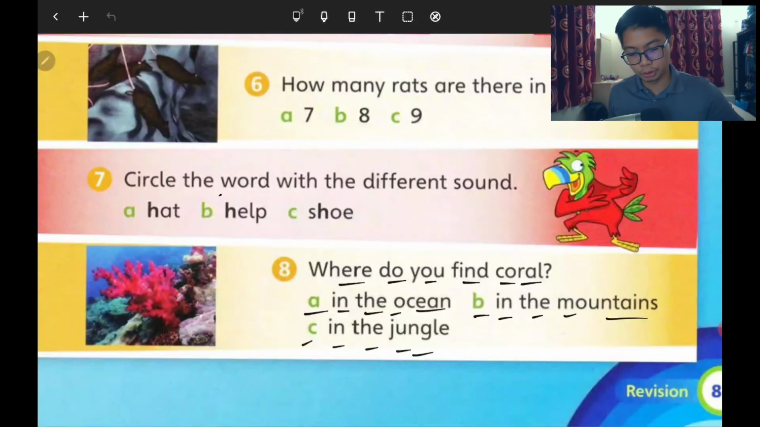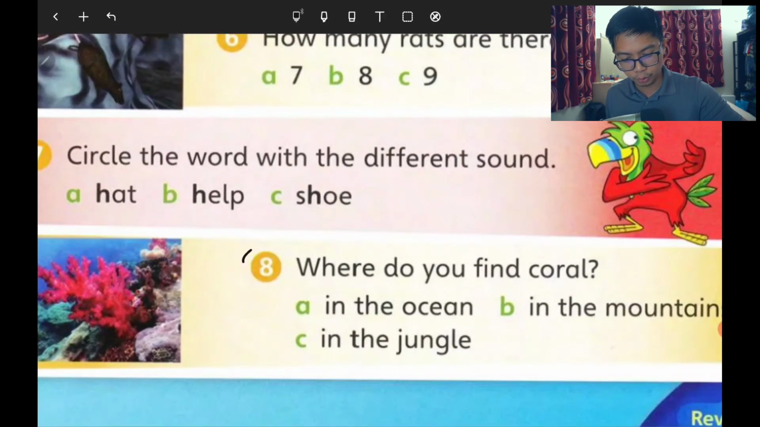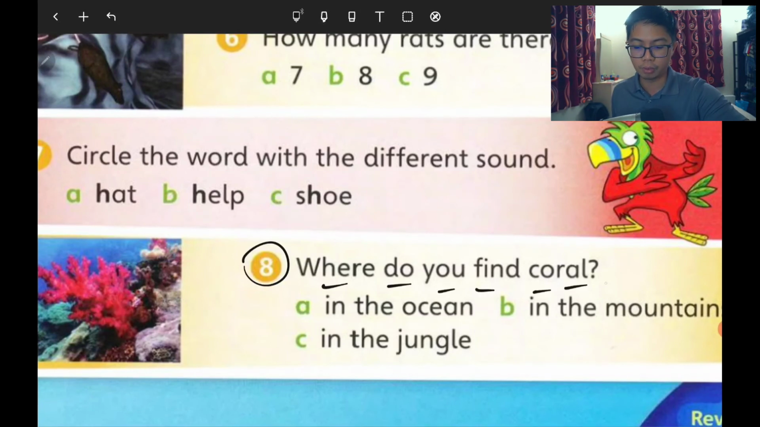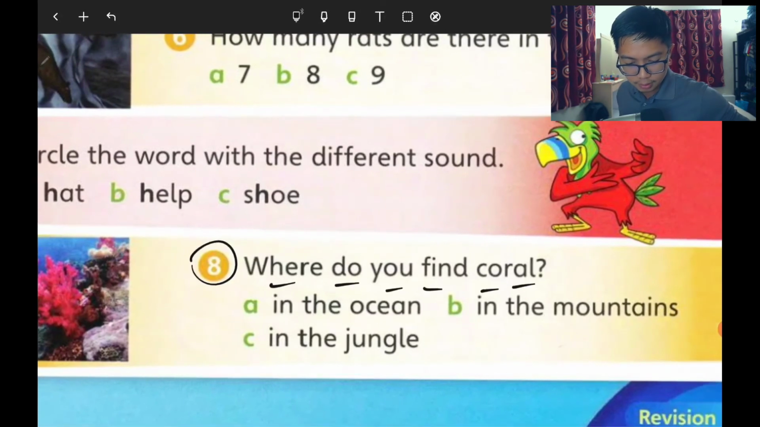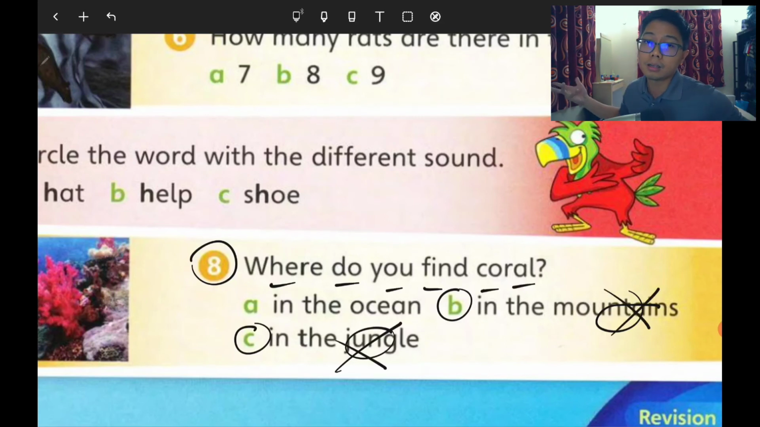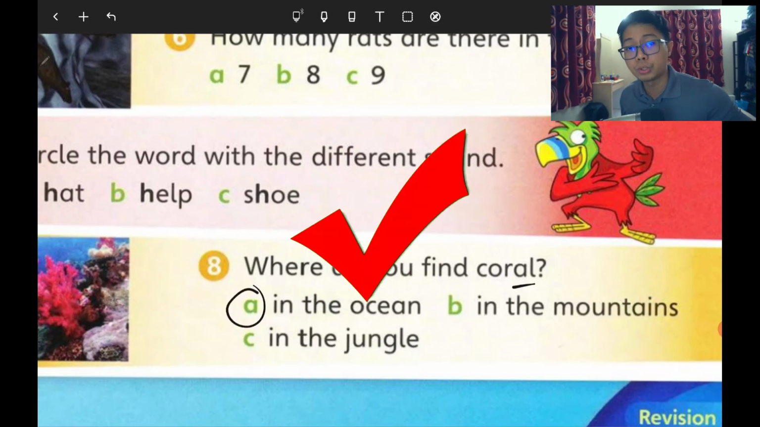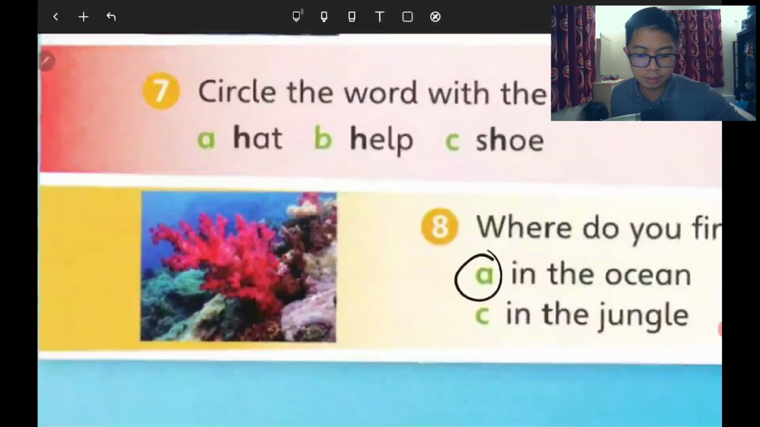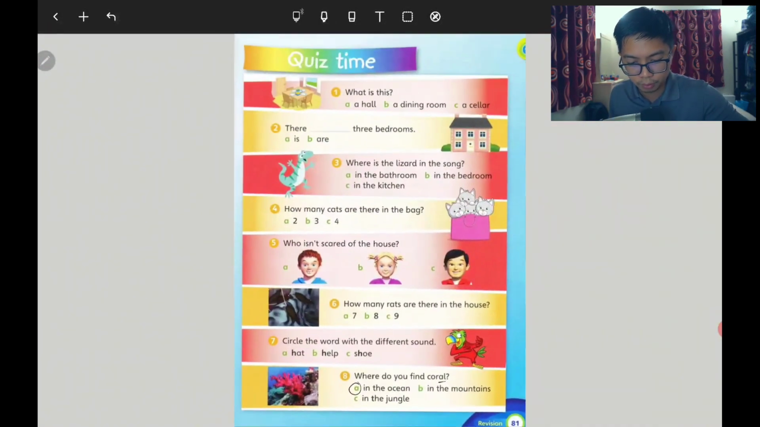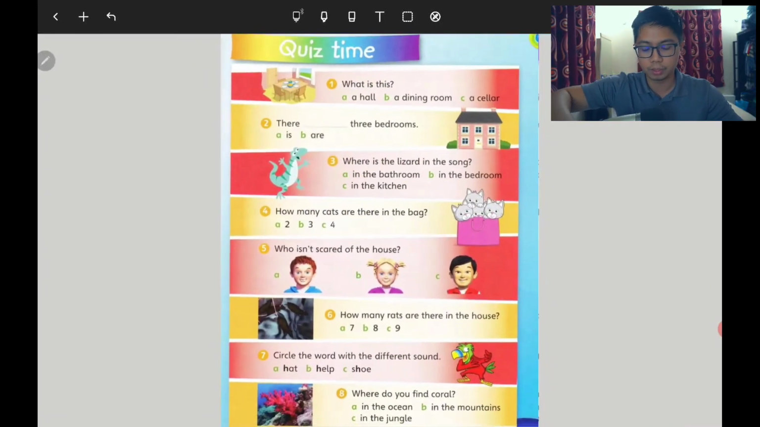Time's up. So what's your answer? The answer for question 8, where do you find coral? Di mana? If you answer C or B, in the mountain and jungle, those answers are wrong. The correct one is in the ocean. You can find coral in the ocean. So we have completed all 8 questions on the quiz.